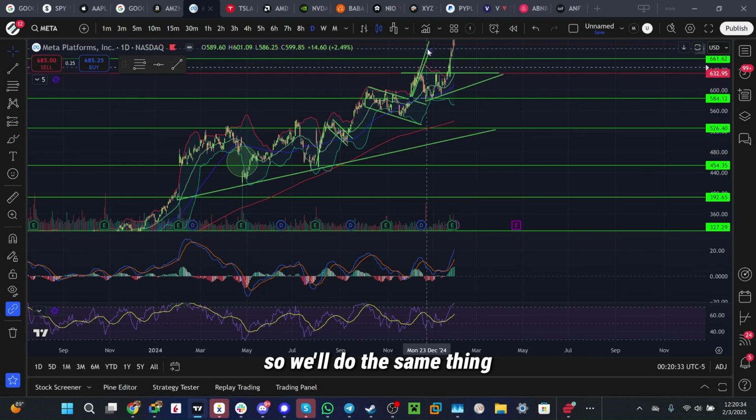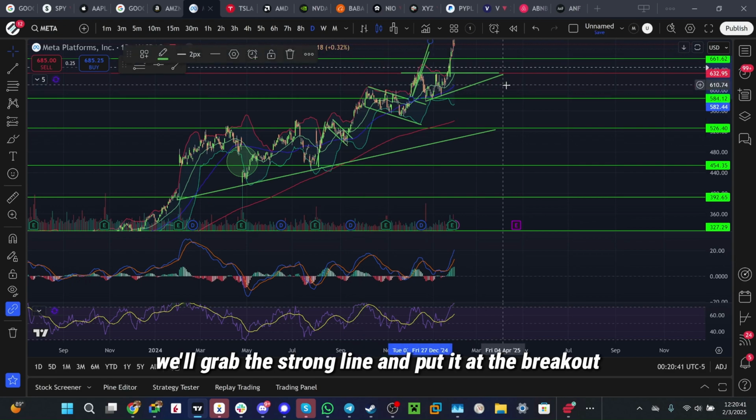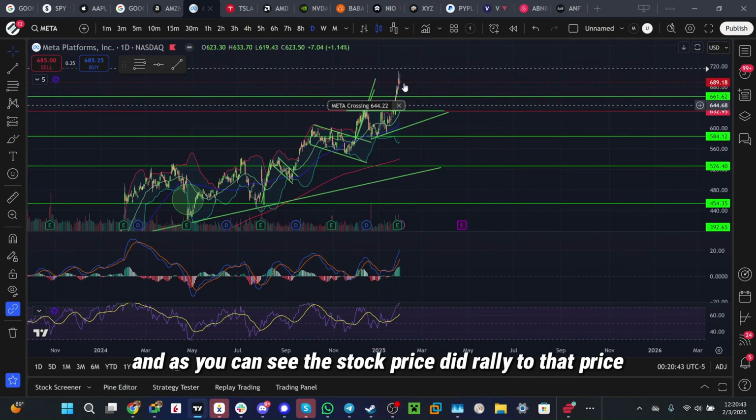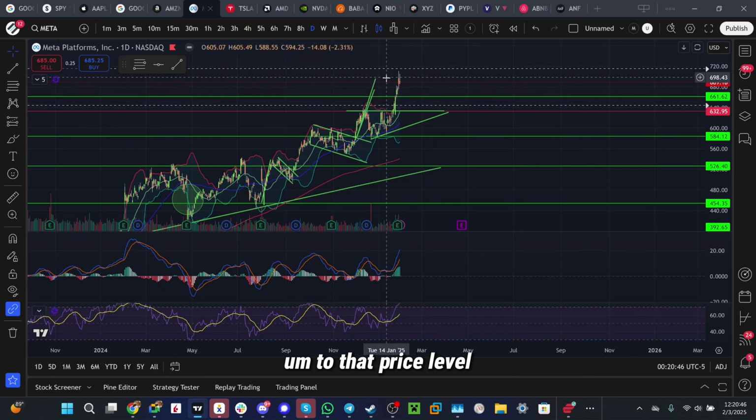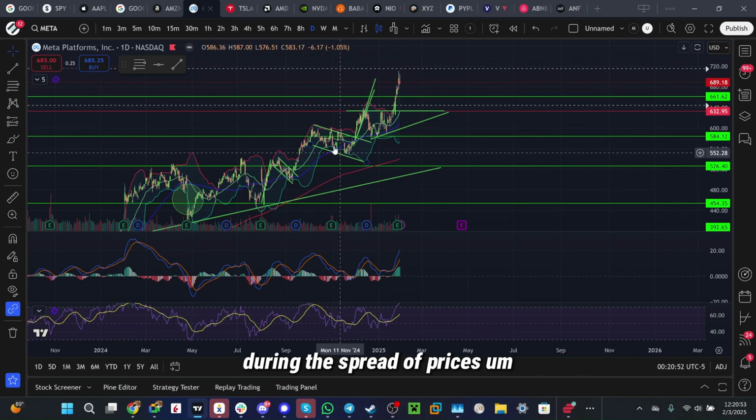So we'll do the same thing. We'll grab the breakout, and as you can see, we'll grab this trend line and put it at the breakout. And as you can see, the stock price did rally to that price level because of the momentum that is building during this period, during this spread of prices.